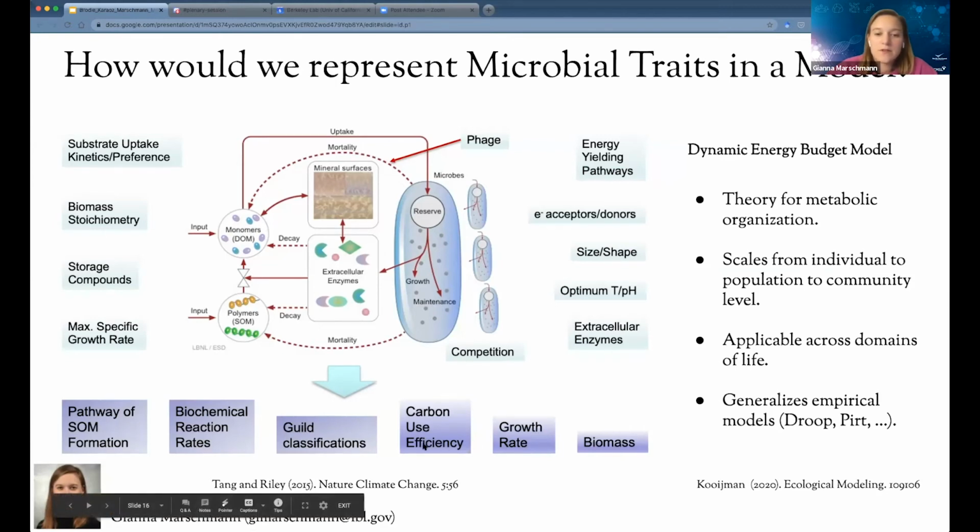but then also to scale across different levels of organization and test our genomic hypotheses for the relative fitness of emerging microbial guilds, for example, the positive and negative rhizosphere responders in an environment, where the environment here, for example, would be represented by a network of different polymers, monomers, and mineral surfaces that overall interact with traits of organisms to influence biogeochemical reaction rates or pathways of soil organic matter formation.